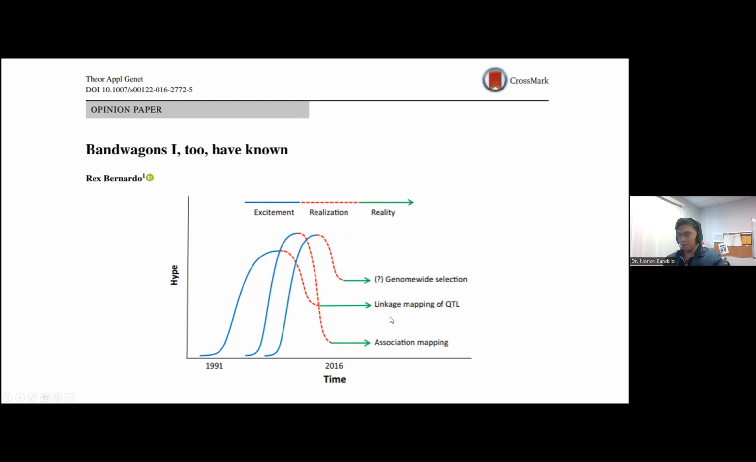And if you were one of my students, my question to you is, high-throughput phenotyping is a new technology, right? So if you are going to predict what would be the fate of this high-throughput phenotyping technology, do you think it would follow the same trend as association mapping, linkage mapping, QTL, or genome-wide selection? Or do you think it would follow the trajectory going up?